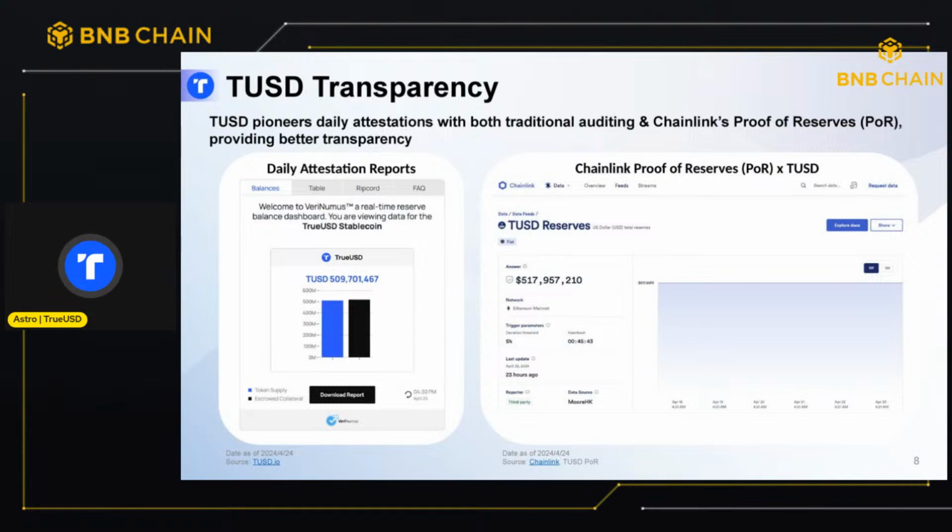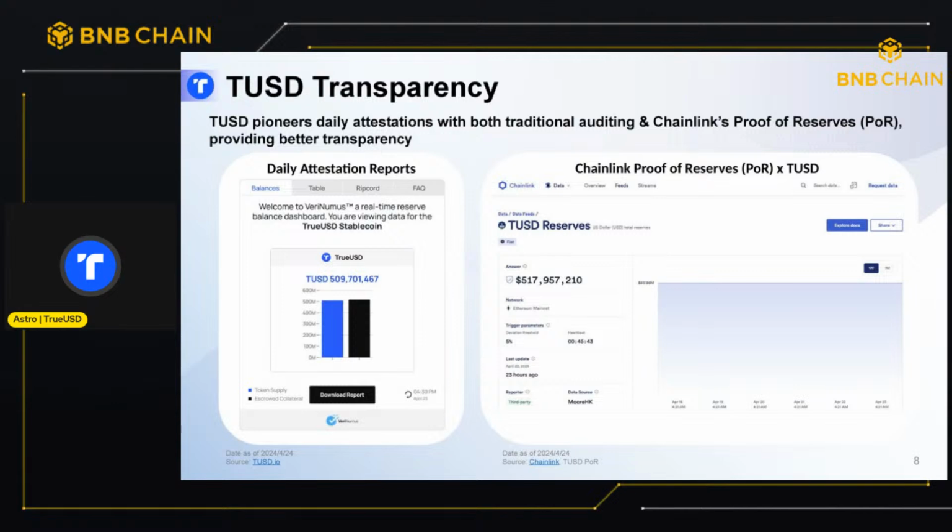On the left-hand side of the screen, you can see a sample of a daily attestation report, easily available for viewing and downloading on TUSD's website. These reports are conducted by Moore HK, a global leading accounting firm. Each report presents verified information including token supply, escrow collateral, and collateral ratio. This provides a high level of transparency into the state of TUSD's reserve, as well as its reserve breakdown.